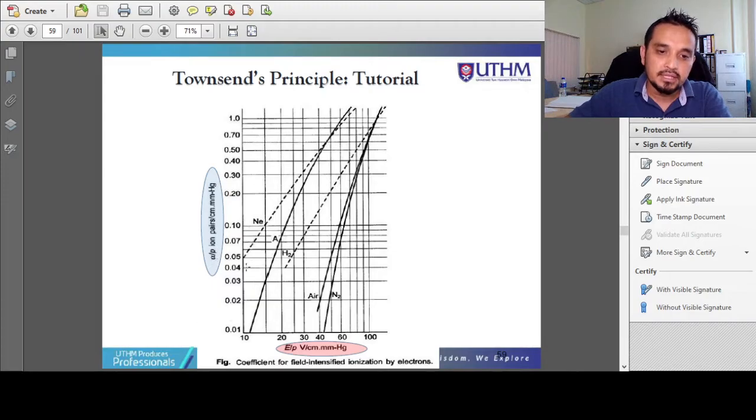We understand this one is the plot for neon, argon, hydrogen, air, and nitrogen. We have several gases here, and we have the plot. This plot is a logarithmic plot of the coefficient for electric field ionization by electron.